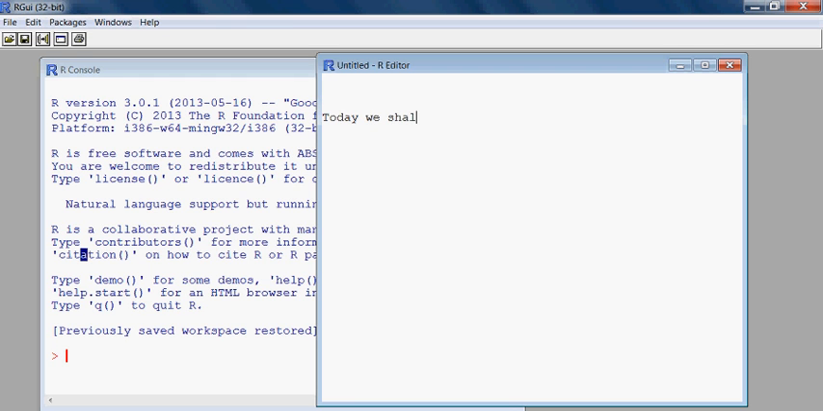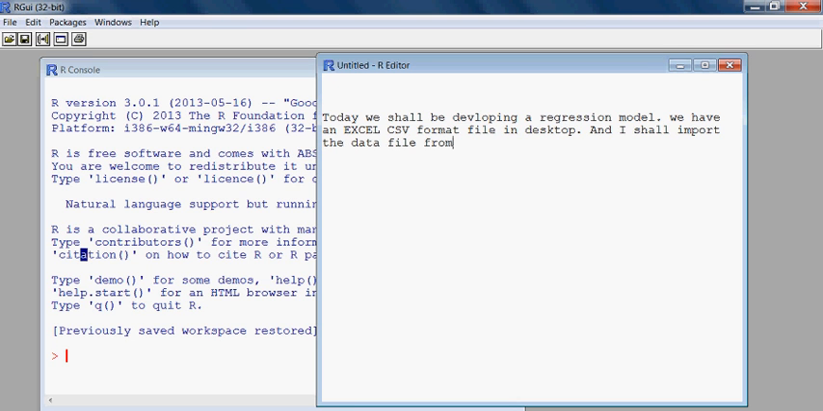Today we shall be developing a regression model, and here we have an Excel CSV format file on the desktop. I shall import the data file from the desktop and run the regression model. The data file name is cells.